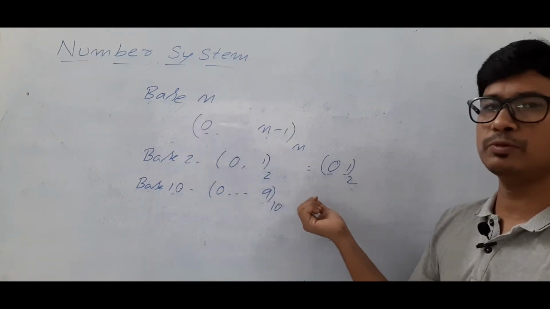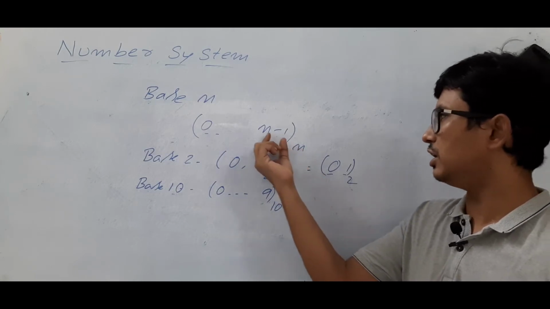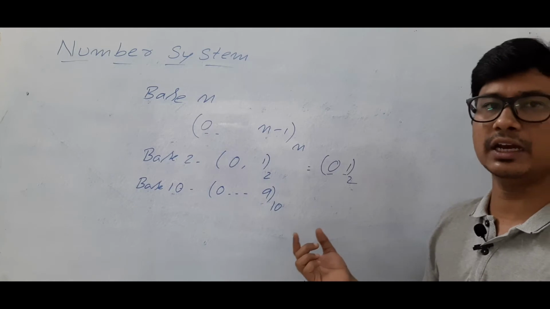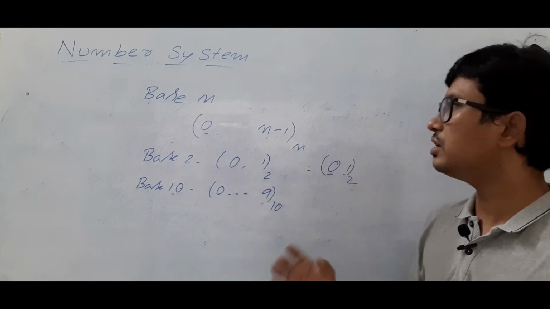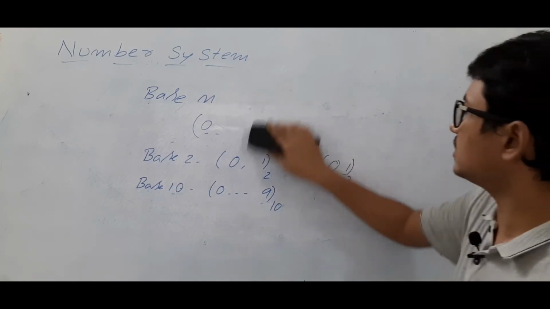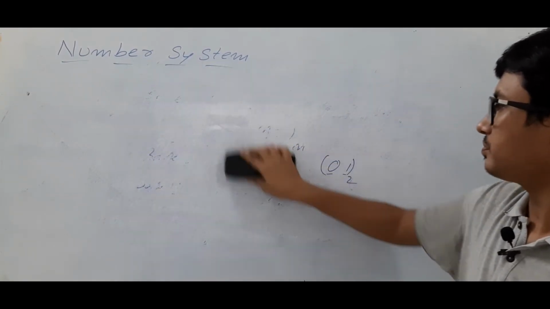A lot of times in the GATE exam or any competitive exam, they will ask questions related to this n minus 1 and n, either indirectly or directly. We will discuss all these things one by one. Let me discuss what the standard number systems are.